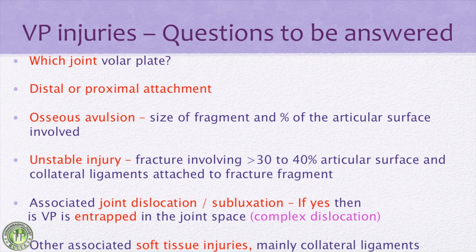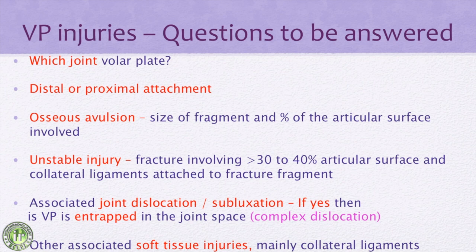Now this is important because whenever there is a fracture involving more than 30 to 40% of the articular surface and the collateral ligaments are attached to the broken osseous piece, or the broken bone piece, it is called an unstable injury. Now, why do you need to differentiate between stable and unstable? Because for stable injuries, patients usually undergo conservative management, whereas unstable injuries usually require surgical management. So the surgeon needs to know if the injury is unstable.